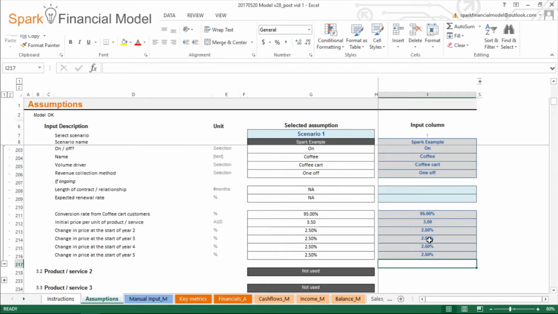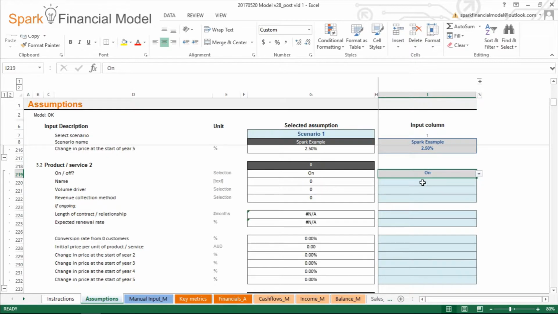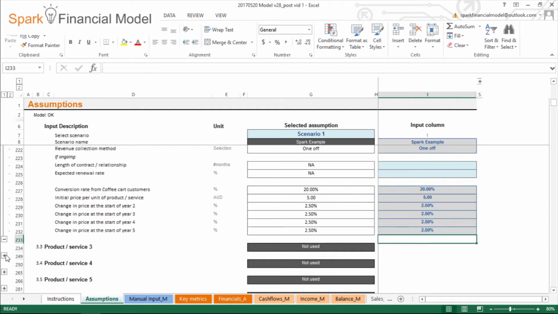Next, we can add the food products and do the same. This is also linked to the coffee cart volume, but let's say only 1 in 5 customers will be buying a food product, or a conversion rate of 20%. The average price of these is $5.